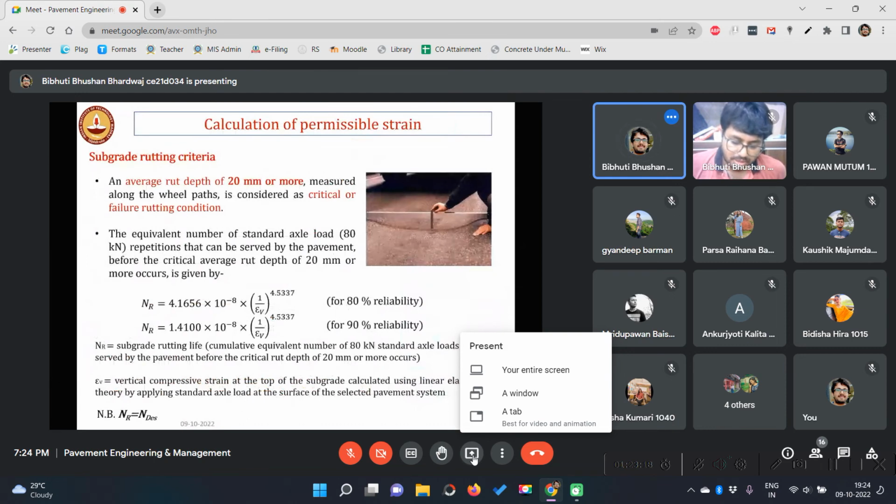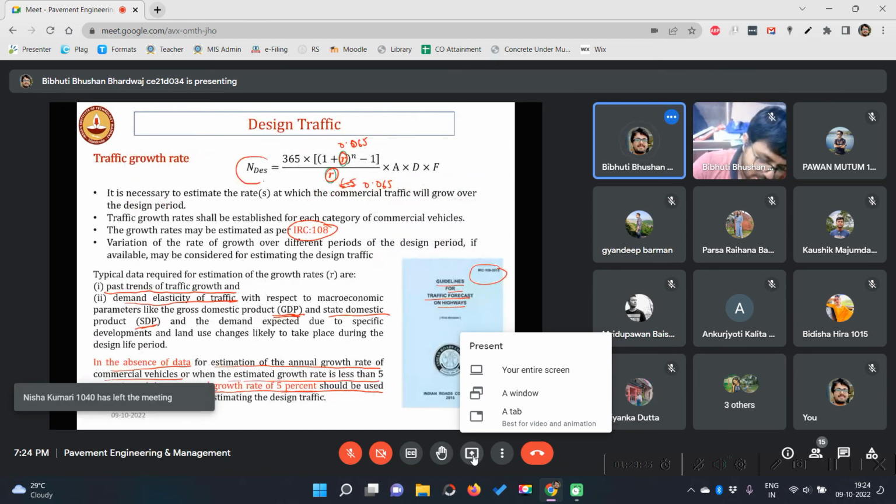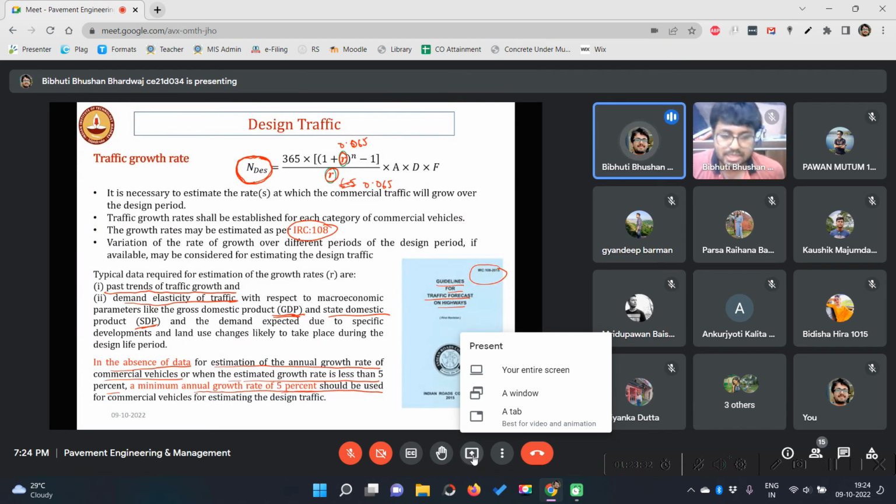Now you need to know that these things will only give you the design traffic, which we need, which we intend to design for. That means our requirement. This is our requirement, the traffic will be this much. We cannot control this. Can we control the economy? Can we control the GDP? Can we control the demand between these two places? We cannot control these things, right? So everything here is not controlled by us, by us I mean pavement engineers.